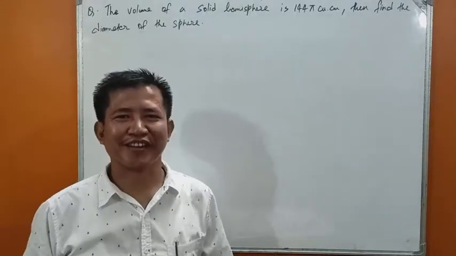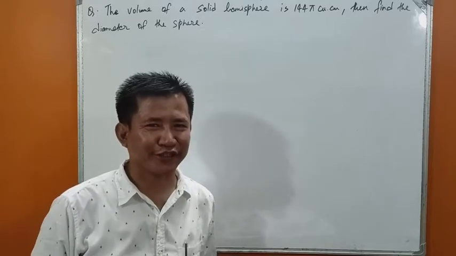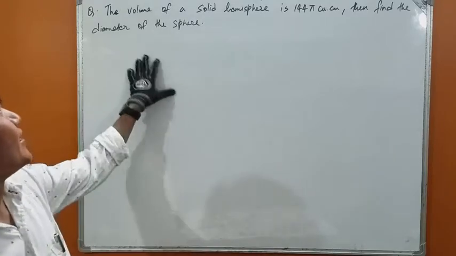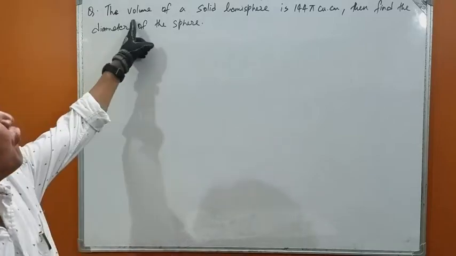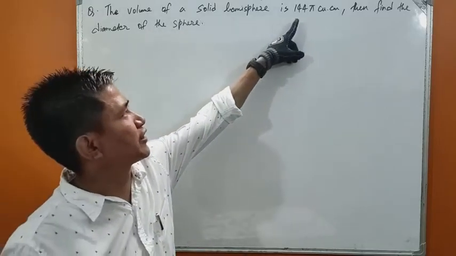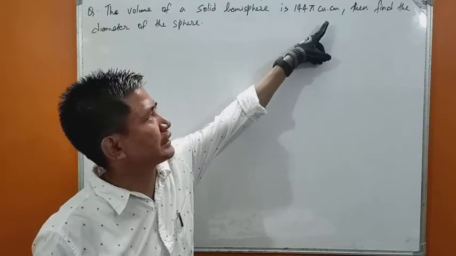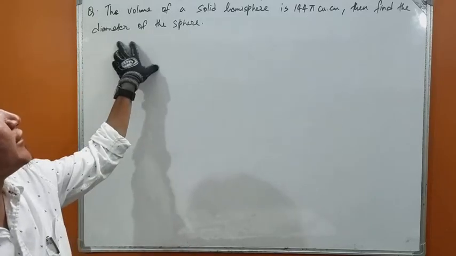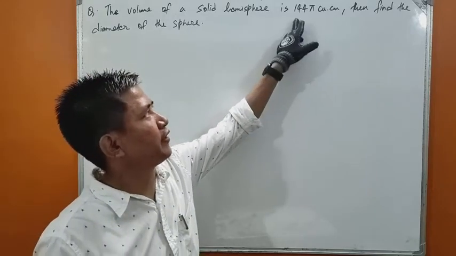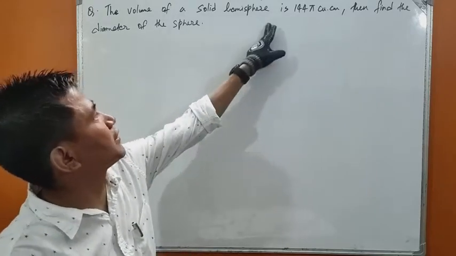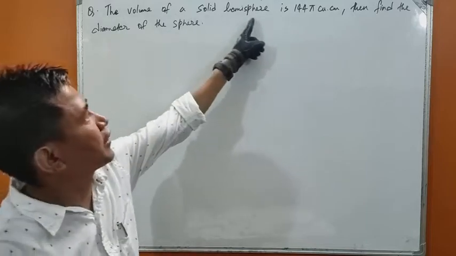Now let us do another probable question for MP 2023. These are the type of questions which come in the exams. The volume of a solid hemisphere is 144 pi cubic centimeter. Then find the diameter of the sphere. We are asked to find the diameter of the sphere, and the volume of the hemisphere is given to us.